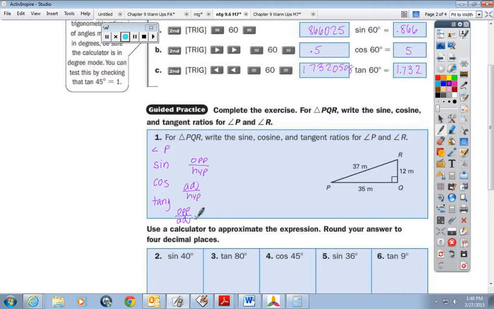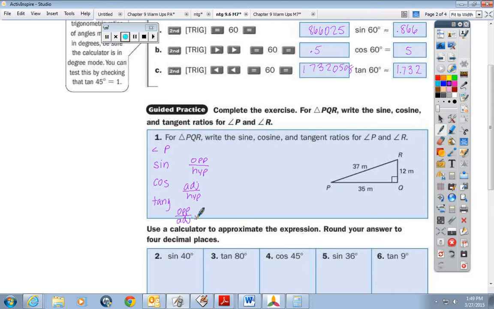Yes? For the calculating, would it be like one answer, or do you have to write it all? No, there's three separate answers. So you would have to put the sine equals this, the cosine equals this, and the tangent equals this. Okay, so this problem, we're actually ending up with 6 different answers, because we've got to find the sine, the cosine, and the tangent of angle P, and then we have to do it again for angle R.